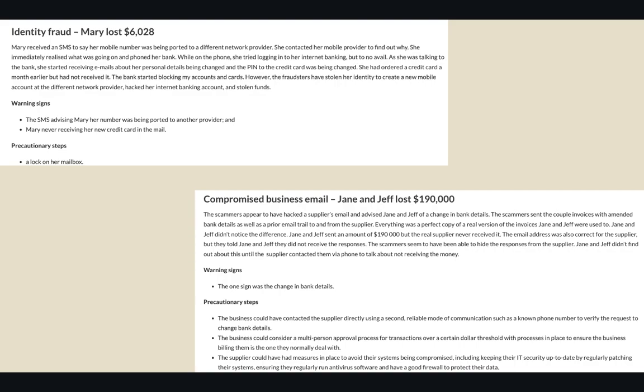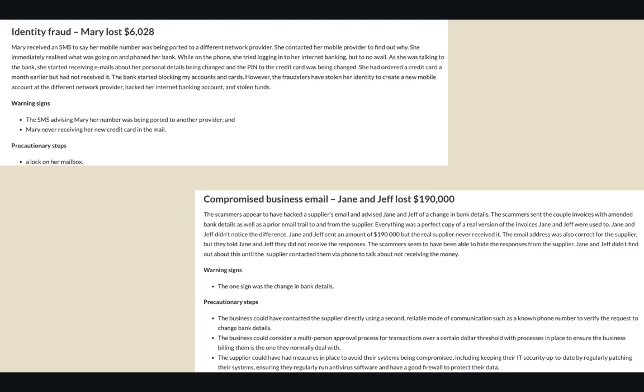In this case, Lady Mary has lost more than $6,000. So students who took that one just wrote a report about it. You see the warning signs that were going on. The SMS advisor: Mary's number was being ported to another provider. Then Mary never received her new credit card in the mail.